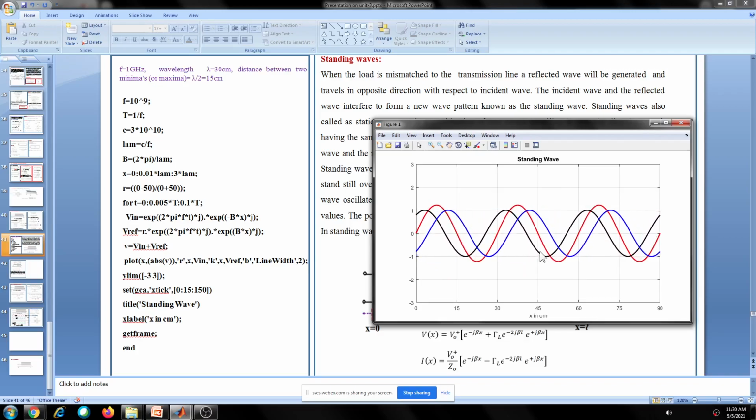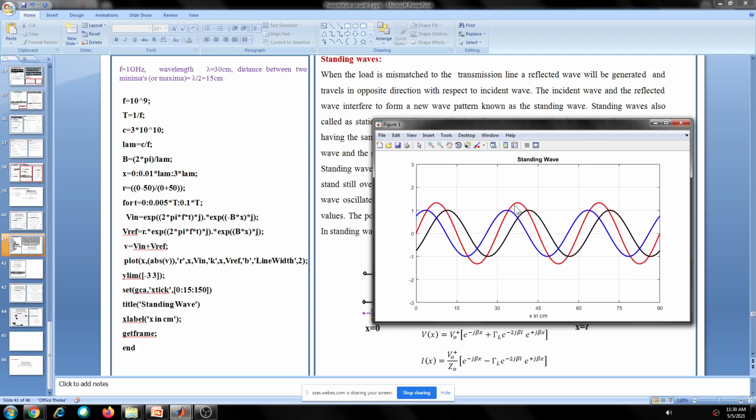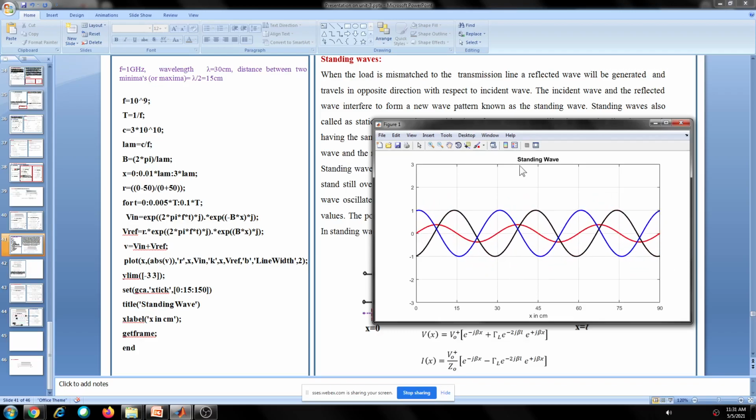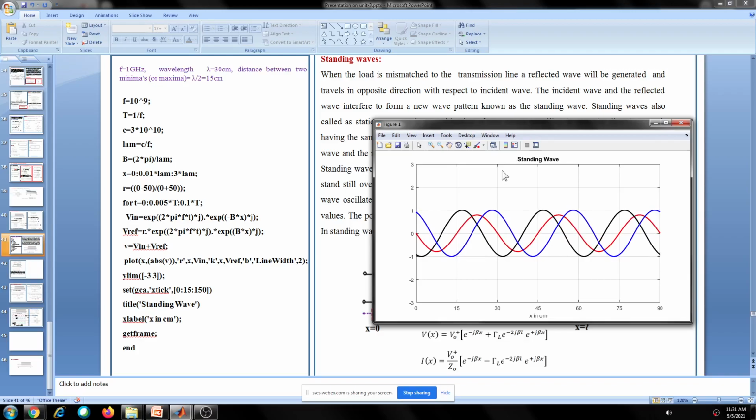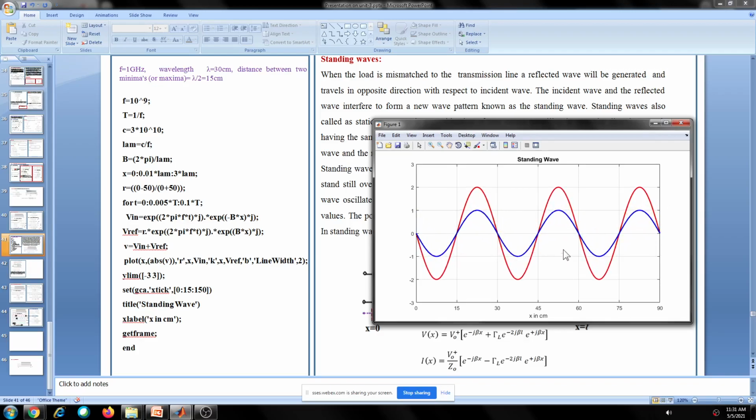This results in a wave that looks like it stands still over the line without moving horizontally, but vertically it will change. See, its amplitude changes, it oscillates, but it doesn't move in the horizontal direction. That is called a standing wave.